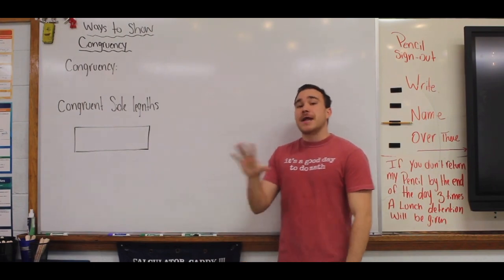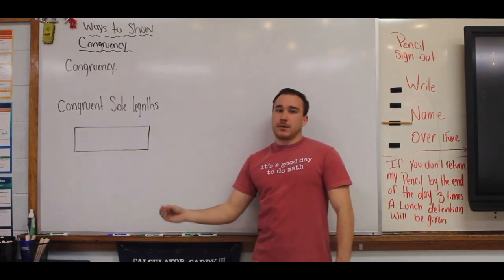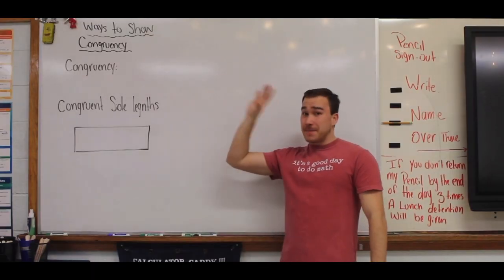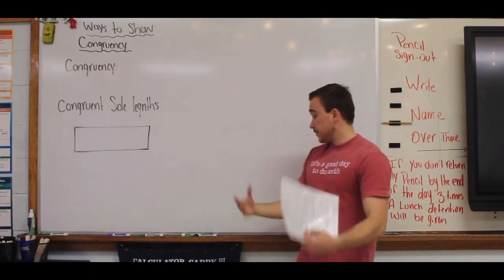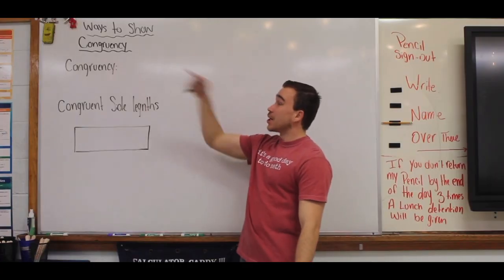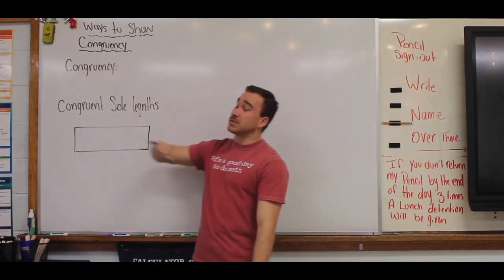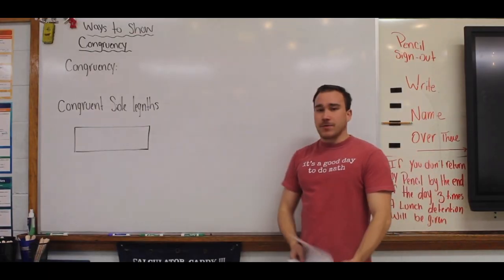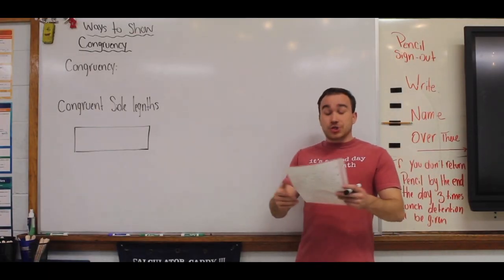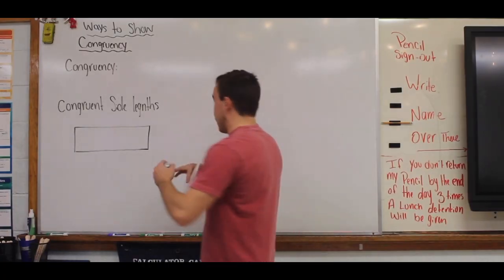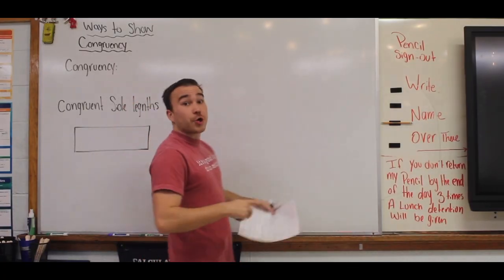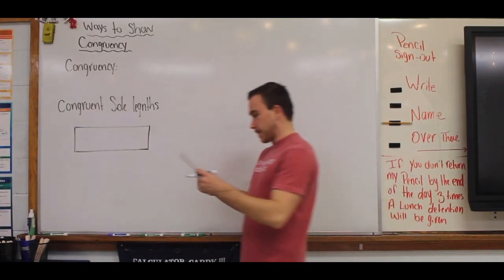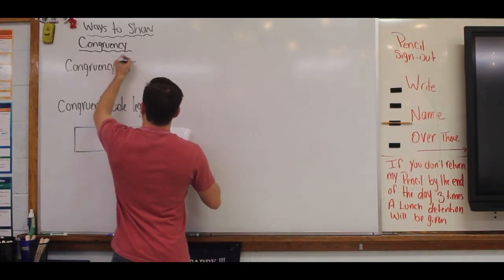Alright, so now that we got through all the vocabulary and what goes into geometry, we're going to talk about one big key feature of geometry, and that is congruency, and more specifically ways to show congruency. So, you might have not heard this word yet. If you have, that's great. If not, congruency just means the exact same. Alright, so whenever you hear the word congruency, you should be thinking that means the exact same. Alright? Congruency, the exact same.